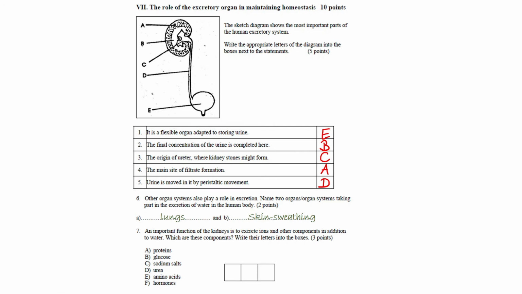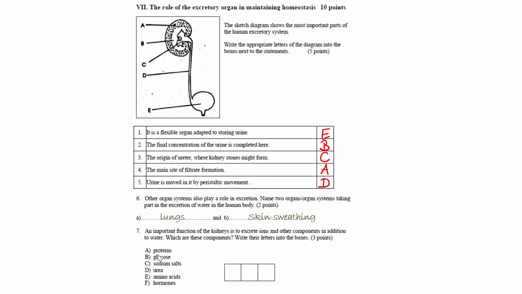An important function of the kidneys is to excrete ions and other components in addition to water. Which are these components? Write their letters into the boxes. So we know that urine tests can reveal several diseases, and you have to remember that urine contains several things other than excess water. So it contains salts, mainly sodium chloride, and waste materials like uric acid, carbamide, ammonia, or poisonous substances. So let's look at the options in here, and you have to choose 3 things which are actually present in the urine other than water.